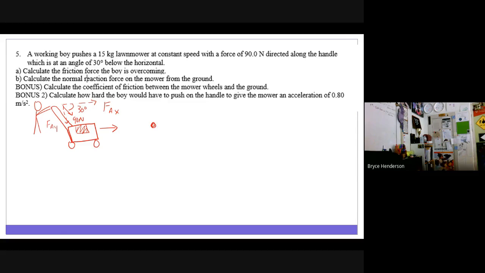So on a free-body diagram, we would have force applied X, FG, and force applied Y. Because part of me pushing down on the handle as I'm walking forward at a 30-degree angle is going into the ground. What's opposing those forces? Is it natural force? Normal force. Okay. And backwards, we would have friction.